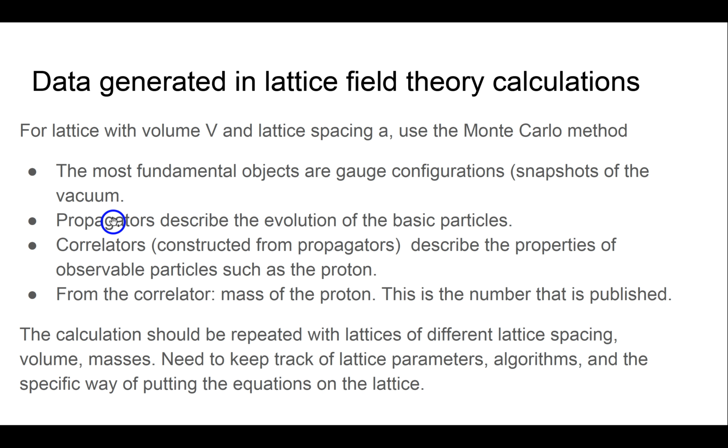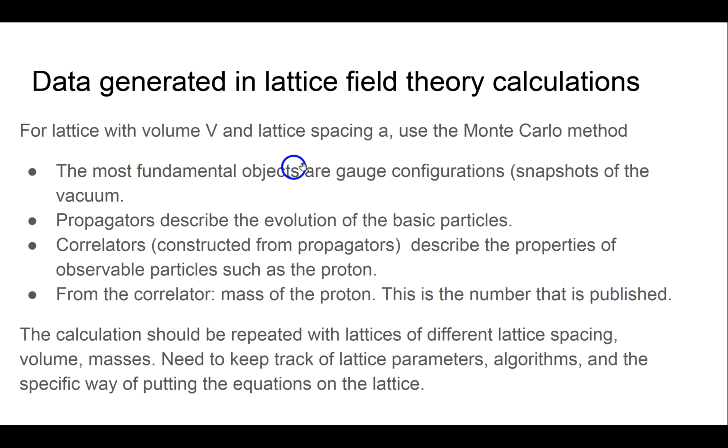On top of those, we then generate propagators to describe the evolution of basic particles, such as the quarks. Then you tie together propagators to form correlators, and these start to describe the properties of observed particles such as the proton. From the correlator, you do a statistical analysis to obtain, say, the mass of the proton, and this is the number that's published.